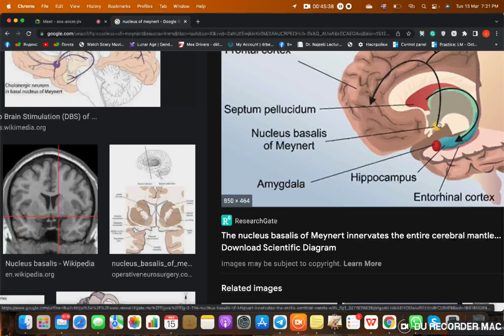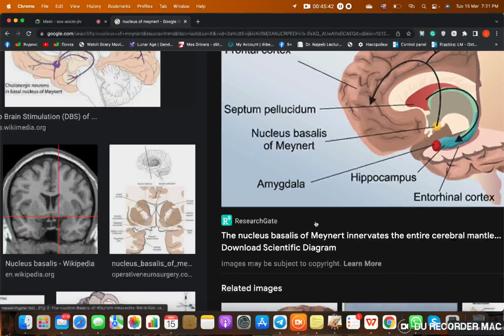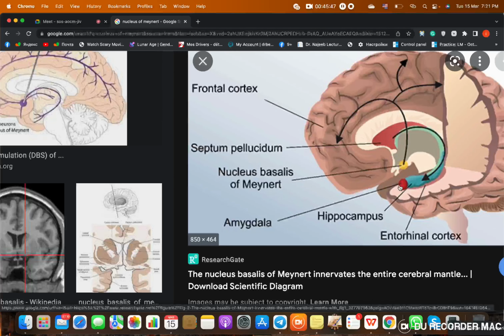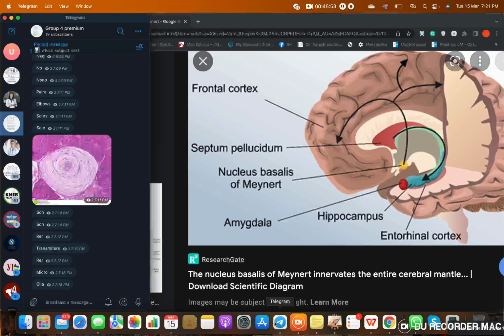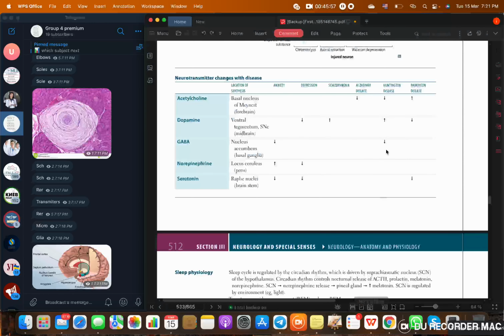Okay, here it is. Oh, I like this picture. All of the structures are here. The hippocampus is responsible for your memory. The amygdala is responsible for your emotion. Okay? Here you go. Okay. So, in Alzheimer's disease, acetylcholine is low.